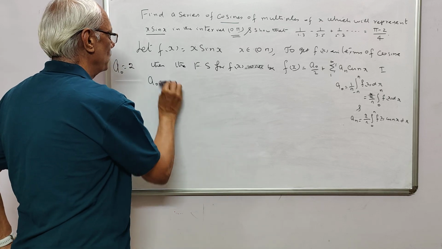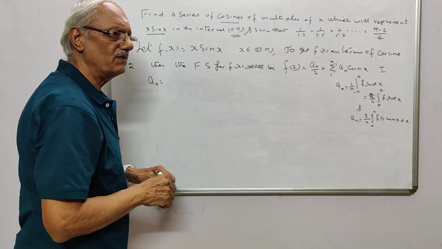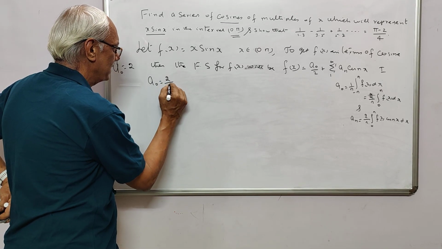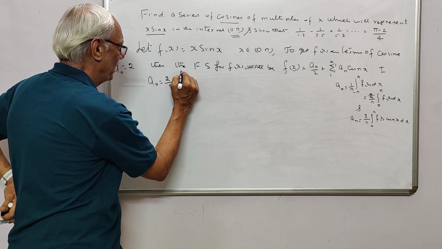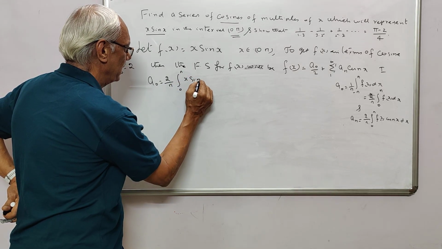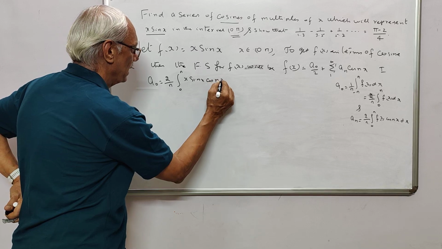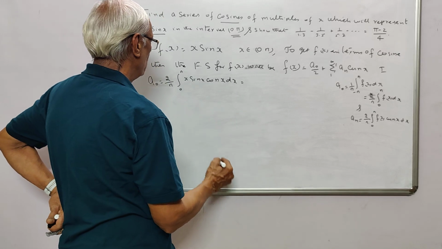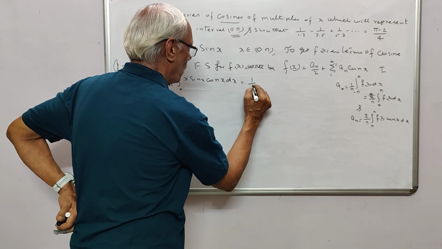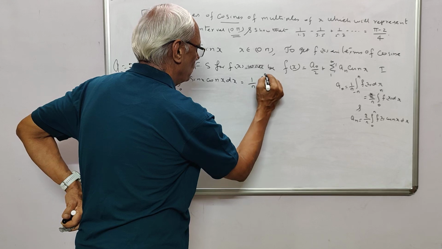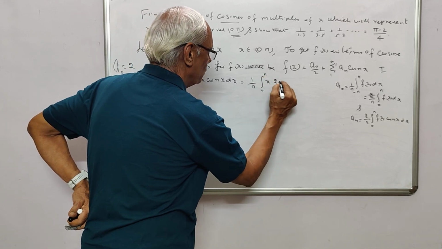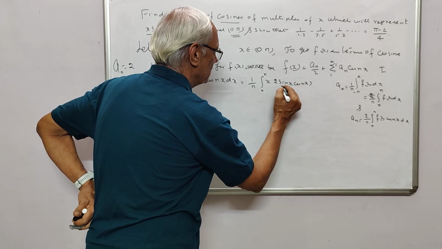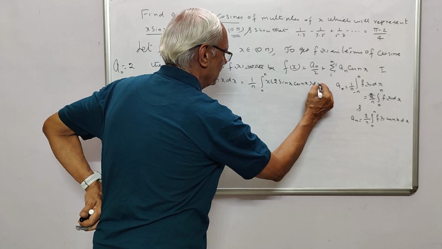Patiently you must do, otherwise you will not get the answer. You must have high patience to do the problem. So you see that this is, again with an understanding, I will write here the integral from 0 to pi of x sin x into cos nx dx. So this will be equal to 1 by pi, the integral from 0 to pi of x into 2 sin x cos nx dx.